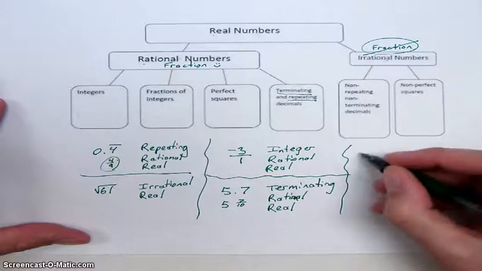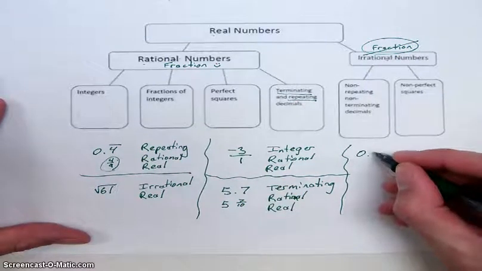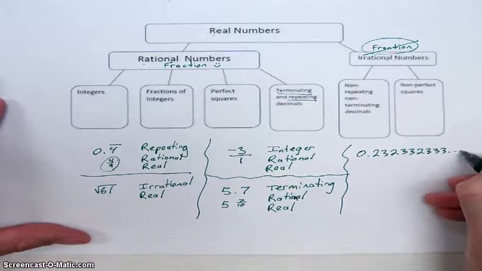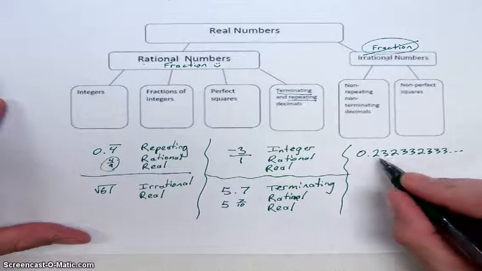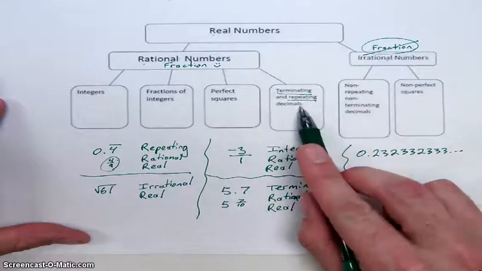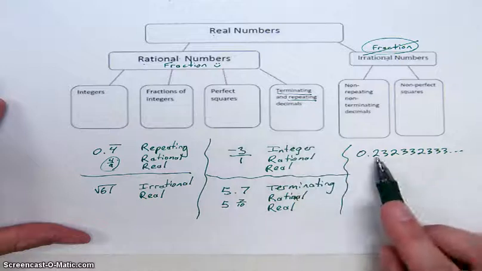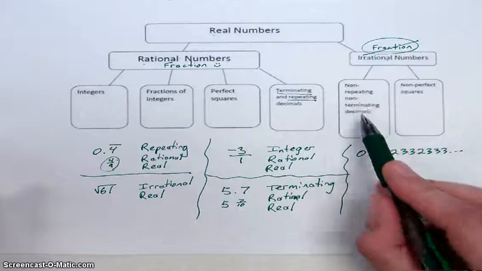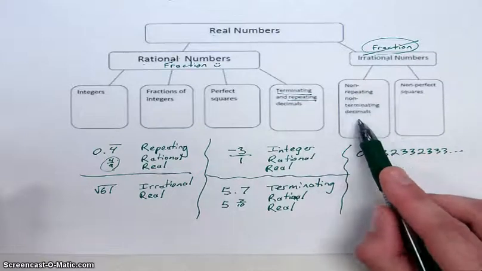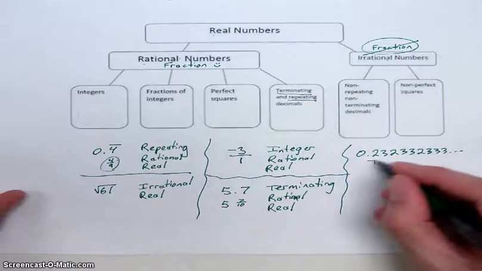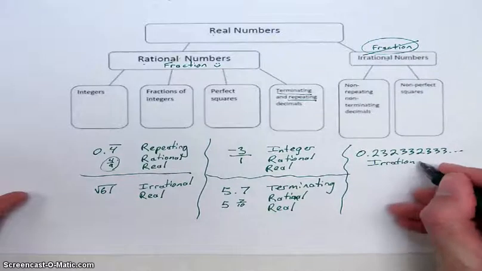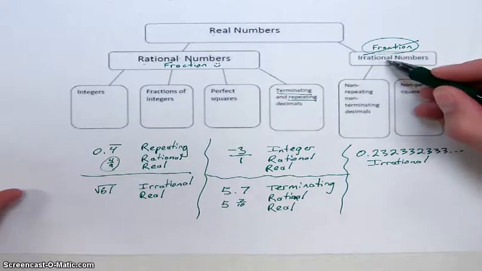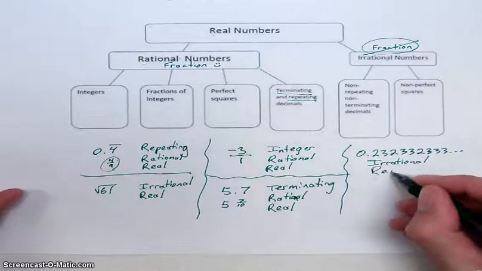Let's do two more examples. Let's try 0.232332333 and so on. Since this number is a decimal, we're looking in between these two groups here, but it doesn't repeat. It does have a pattern, but it's not a repeating pattern. And it doesn't terminate, it continues on forever. This would be classified as non-repeating, non-terminating, which is considered an irrational number. No matter how hard I try, I cannot make that into a fraction. And then irrational numbers are real numbers. They exist.